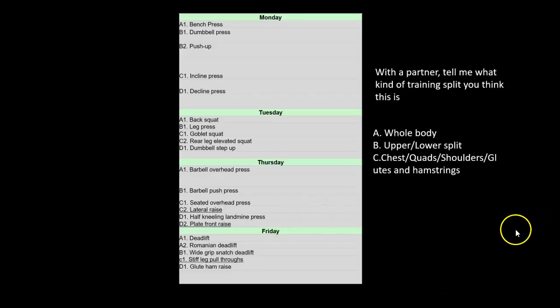Okay, let's try this one. You have 1, 2, 3, 4 different days of training. You're going to tell me what is it? Is this a whole body split, an upper lower split, or is it chest, quad, shoulders, glutes and hamstrings? So this one might get a little tricky, so really pay attention to it. There's kind of 2 correct answers, but I want the most specific one.